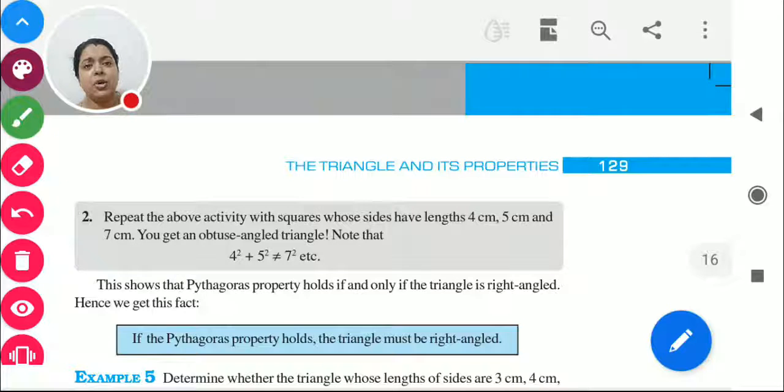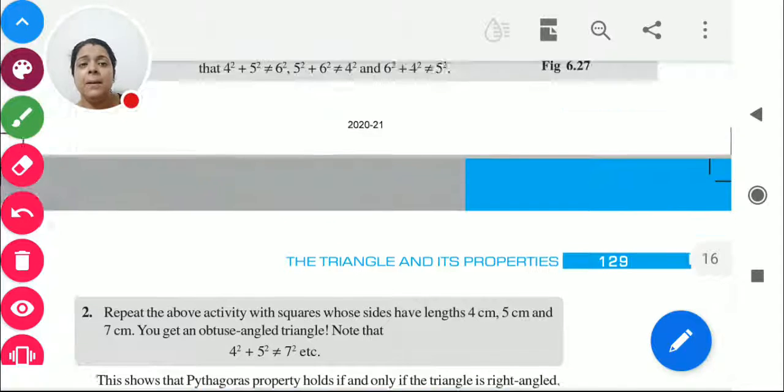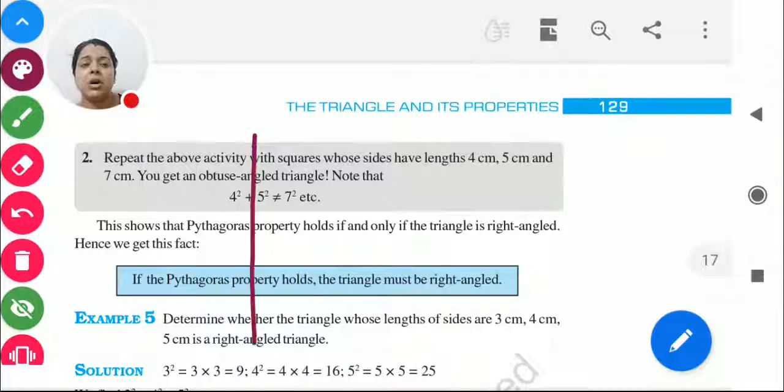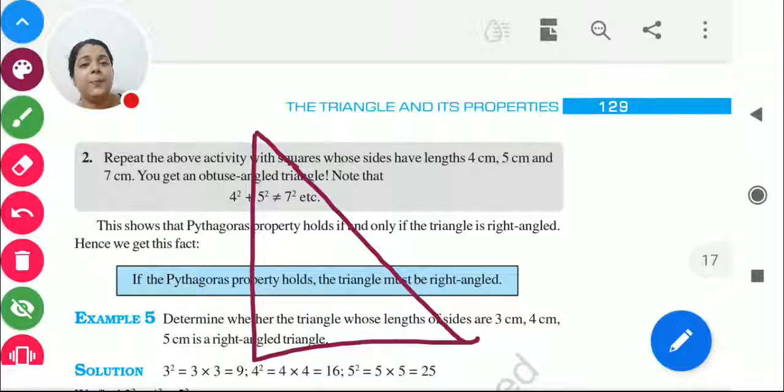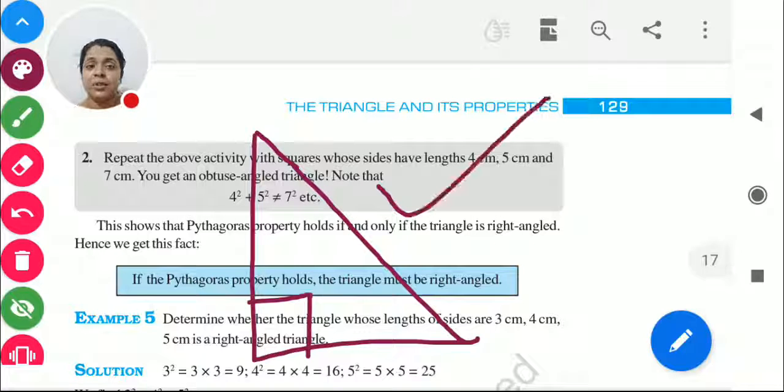We'll go for the Pythagoras property again. At least you could understand what a Pythagoras property is. Remember, whenever we talk about the Pythagoras property, it is compulsory that it should be a right angle. If two sides are given, you are able to find out the third side. If the three sides are given, you are able to check whether it is a right angle triangle or not. So just through one trick, you are able to find out everything.